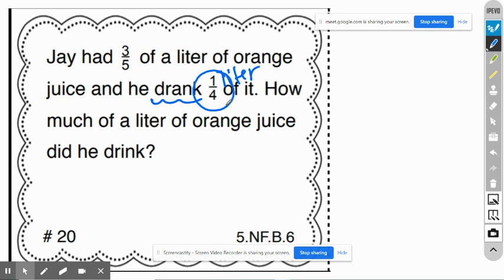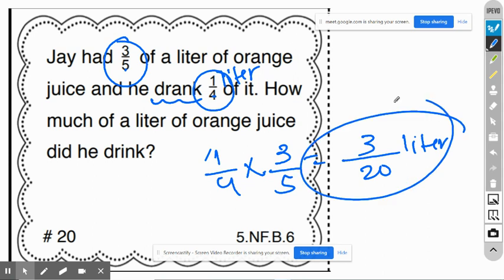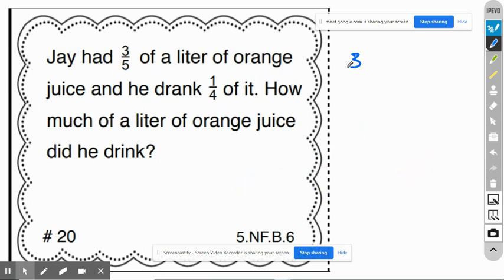When I say 1/4 of it, it just says 1/4 of this whole thing, which is not 1/4 liter. You have to figure out what that is. You multiply this by this, and it would give you the answer in liters. Whatever he drank, so 1/4 of 3/5 would be 3/20 liter. This is what he drank, and if I have 3/5, I can subtract the 3/20 that he drank and see how much is left.